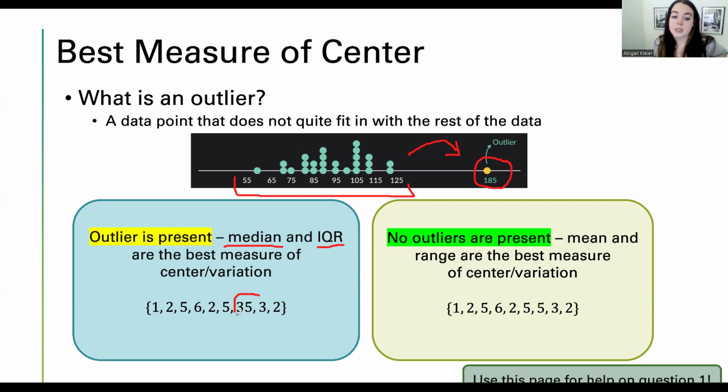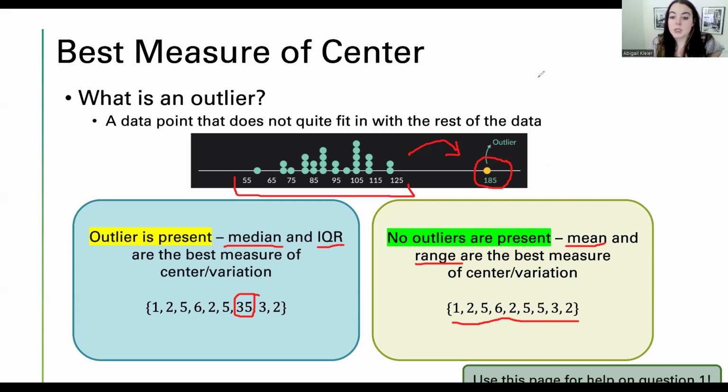In this data set, there is an outlier present, 35. So in this case, we would be using the median and the interquartile range as the best measure of center and the best measure of variation. Now, if no outliers are present in our data, so we can look at our second data set, that data is balanced. There is nothing that is way out of line. Everything is pretty much clustered around the same couple of numbers. If no outliers are present, we still can find the best measure of center. In this case, it would be the mean of the data. And the best measure of variation would be the range.